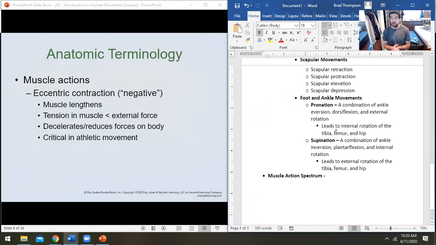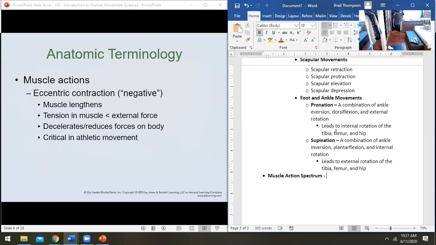Because in the notes, it says tibia leads to internal rotation of the tibia, femur, and hip, but it's external rotation of the tibia, right? Tibial external rotation, right? Oh, I see what you're going for. You're talking about how the biceps femoris plays into all of this. Yeah, so if I go here and I externally rotate my tibia, my small biceps femoris is in charge of that.